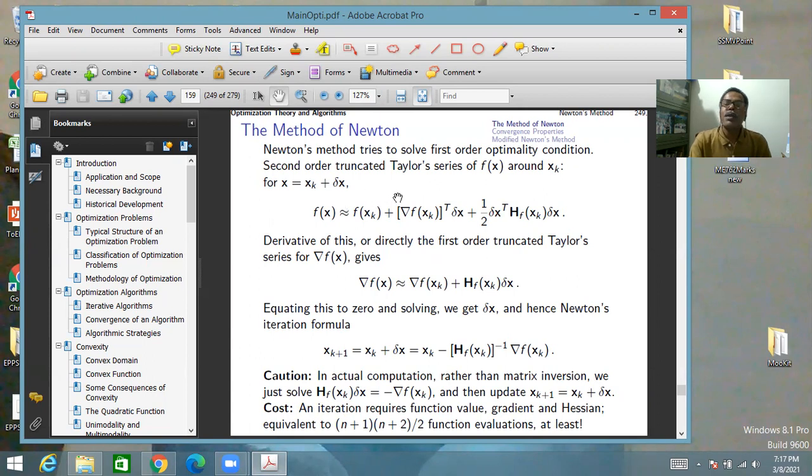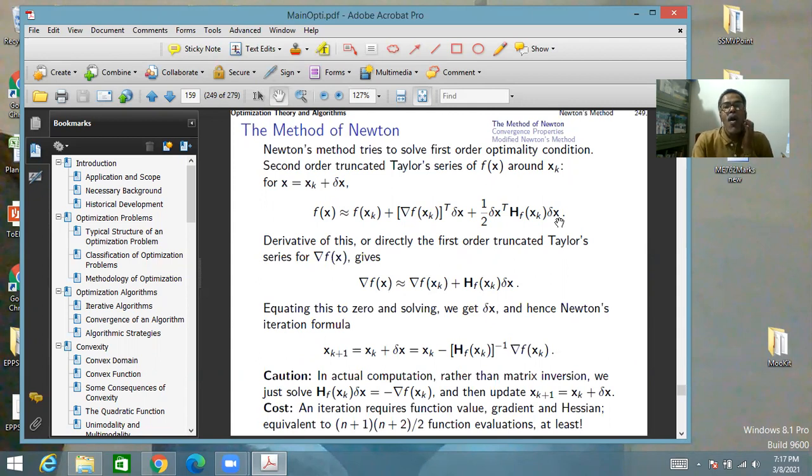Okay. So, as I said, we start with Taylor series. The second order truncated Taylor series of f(x) around the current iterate xk, that is, for x equal to xk plus delta x, will look like this, right? So there is a function value, there is a gradient into delta x, plus the Hessian of the function at xk, and here we have the delta x terms, two degrees of them, right? So this is the second order truncated Taylor series.